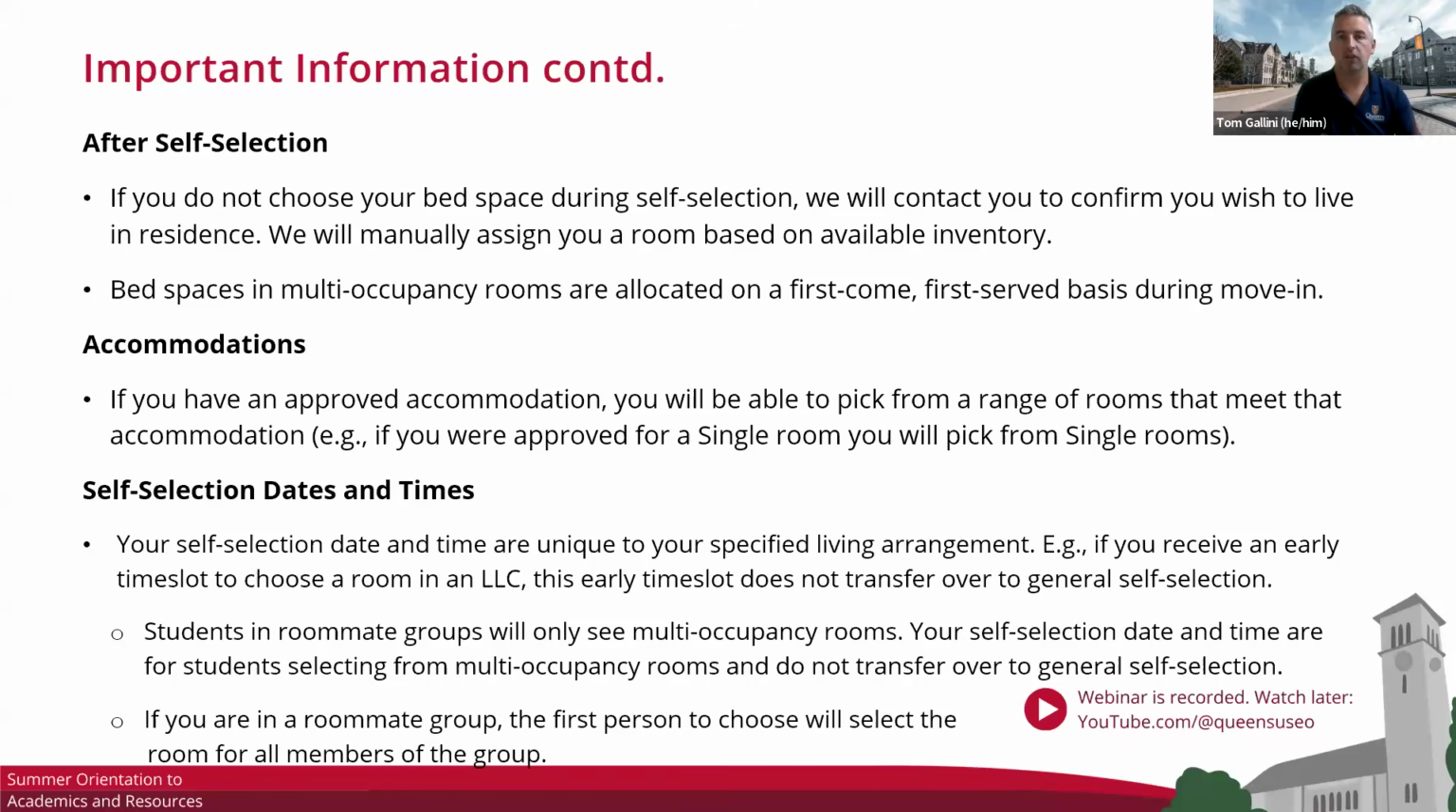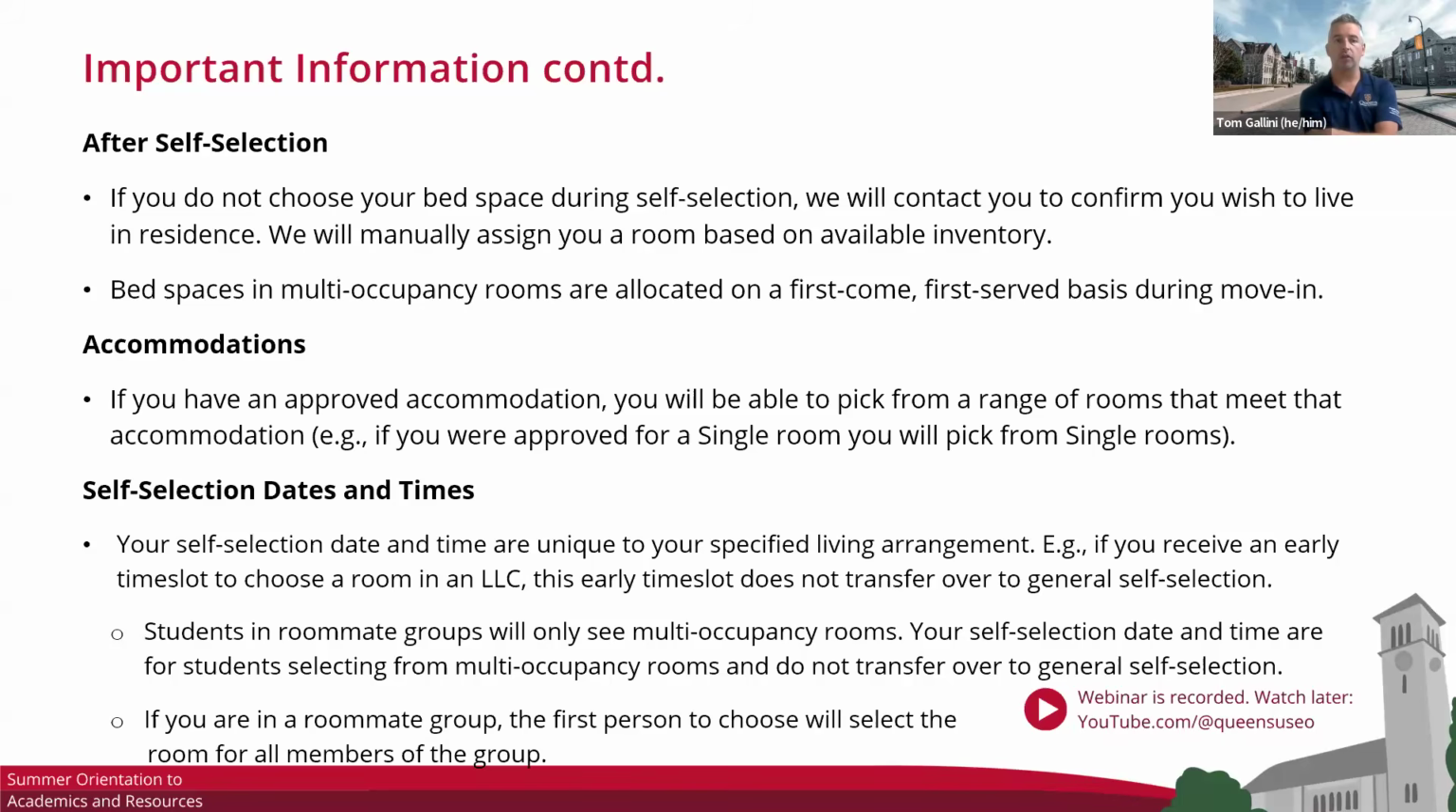So when you go into the system, and I'll show you this again, the bed spaces, where the icons and graphics are on the screen, don't always line up exactly with where the actual physical beds are in the room. So you'll be picking a bed space in general self-selection, and then when you move in, the first person to move into the room will choose the bed space.